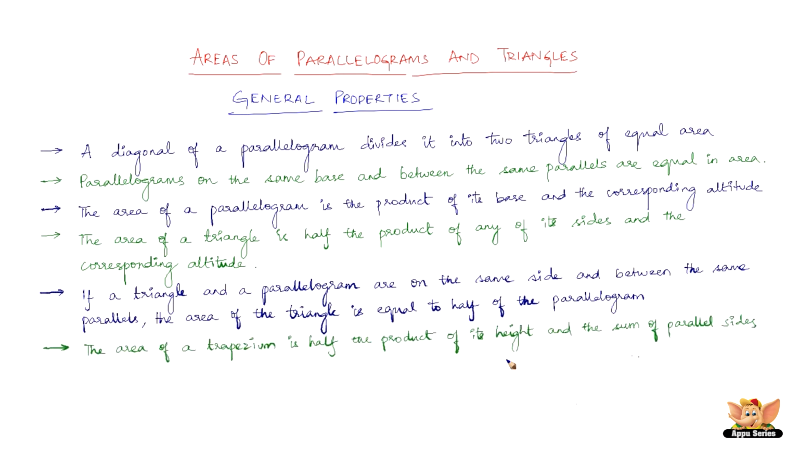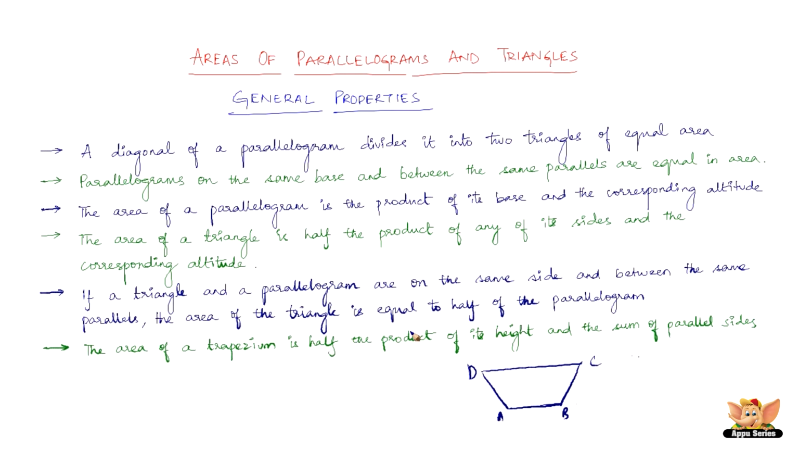The last property states that the area of a trapezium is half the product of its height and the sum of the parallel sides. Now say for example, let us draw a trapezium. You know how a trapezium is. It is formed between two lines that are parallel to each other, and the other sides are non-parallel to each other. So this is a trapezium. Say let's name it ABCD.